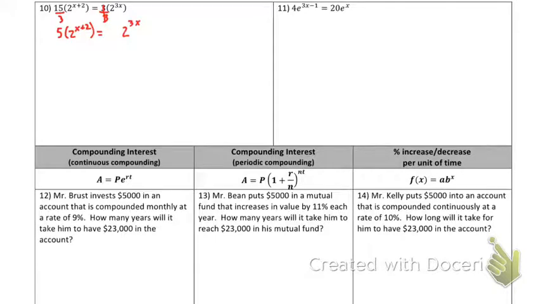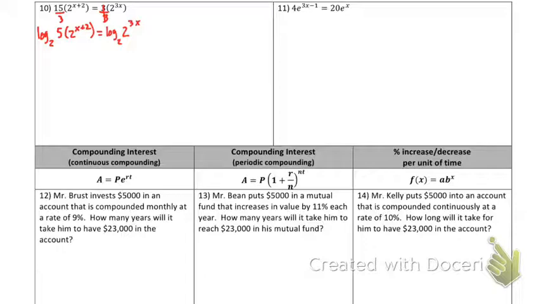Once the base is isolated, we need to get rid of the base. No matter what it says on this side, we're just going to follow the rules. Let's get rid of this base. What gets rid of the base? A log with the same base. Okay, what you do to one side, you do to the other.